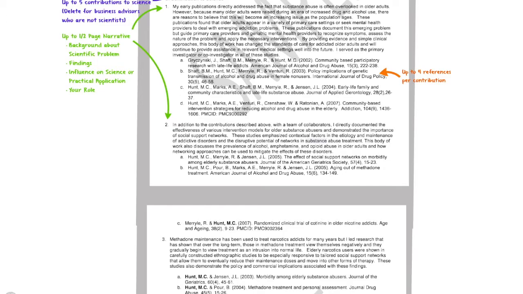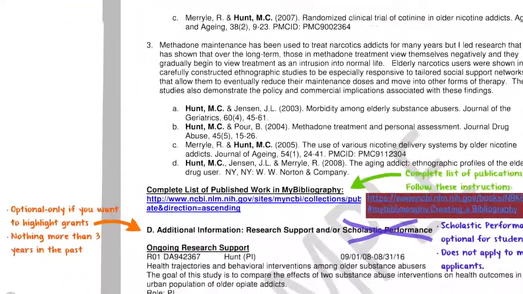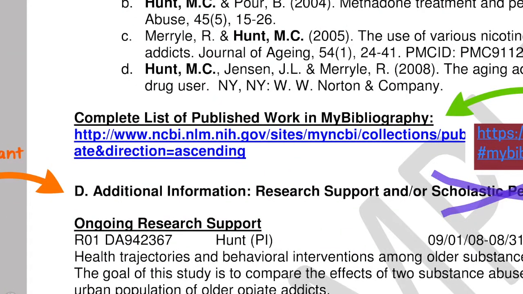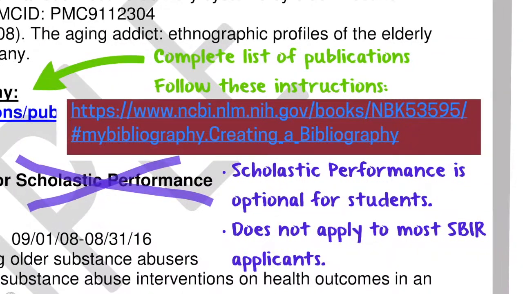But if you want to include even more publications, you are allowed to provide a link to your complete list of publications. The link must go to a government website such as the National Institutes of Health. Instructions on how to create a personal bibliography at the National Institutes of Health website are available by following this URL. The last section is for research support.